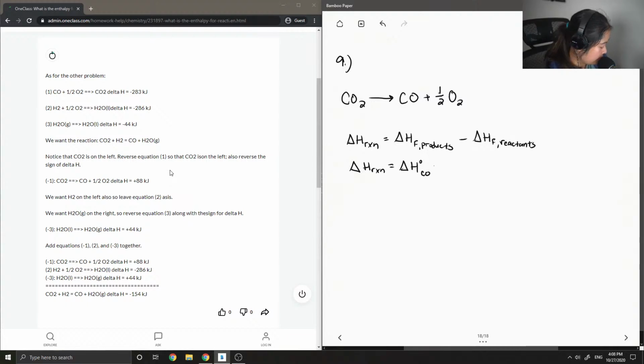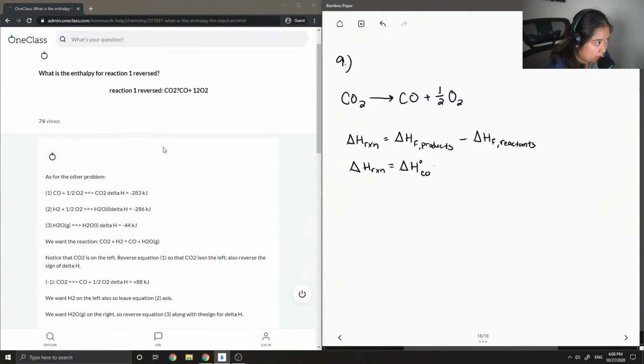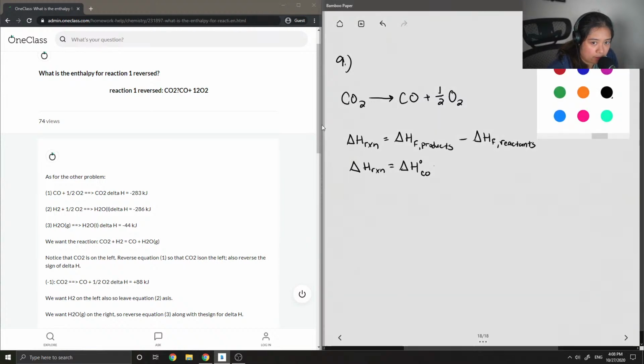Yeah, so it looks like they have a different question altogether for the answer. So I think we need to write down the reverse reaction of this. I think that's what it means by reaction 1 reversed. Let me label this as reaction 1. So reversed, it's going to be like the opposite.